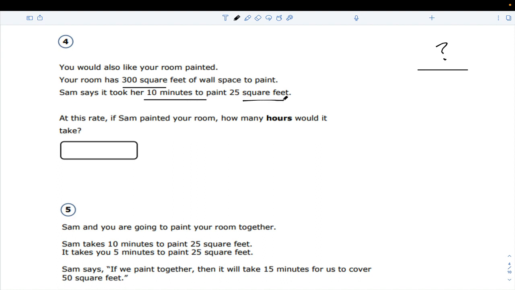Okay, I'm going to underline a couple of things which you'll highlight on your computer Thursday. I know that I'm painting a room that's 300 square feet. I know Sam took 10 minutes to paint 25. That kind of looks like a ratio, and this almost looks like what type of problem? It almost looks like unit rate. I'm going to take my scratch paper and set up this scenario here.